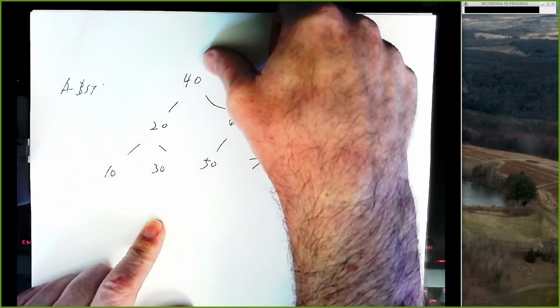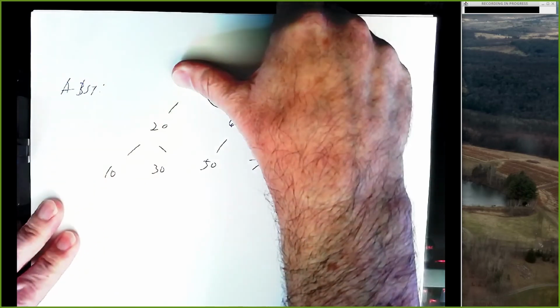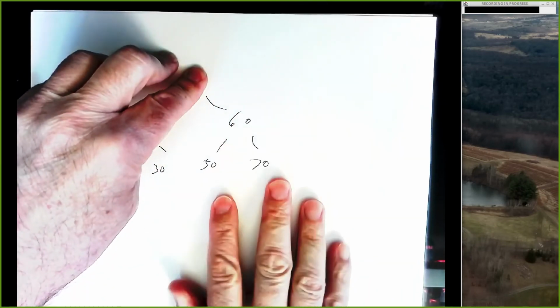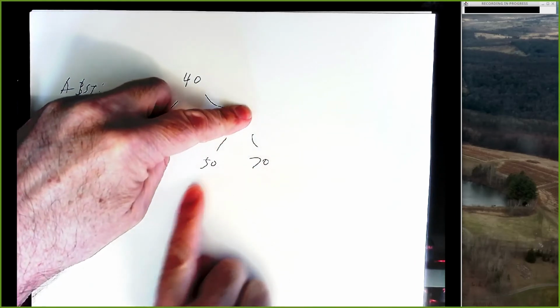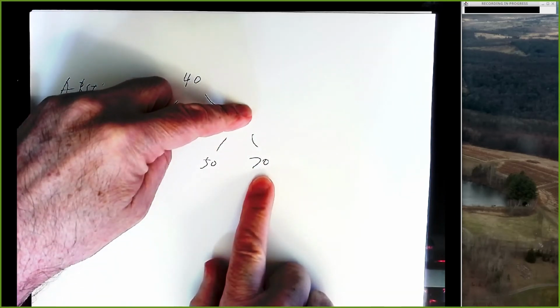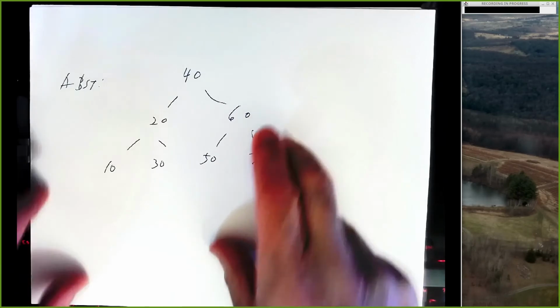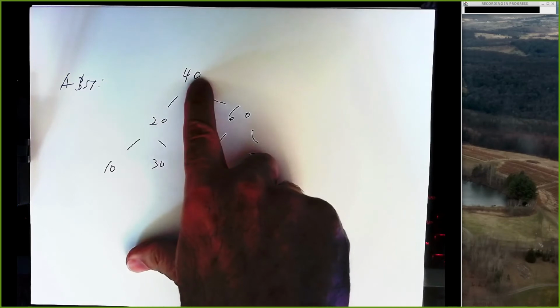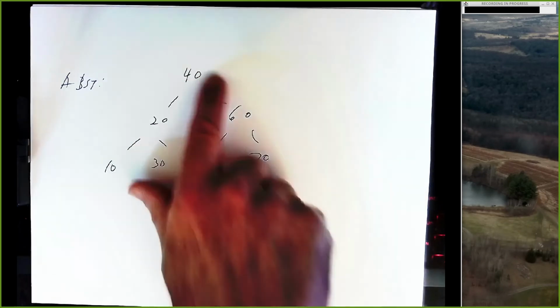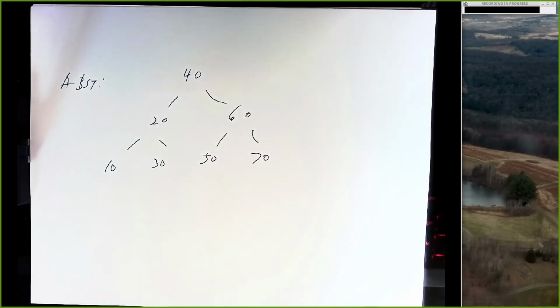If I look at the root of this tree, 40, everything over here is smaller than 40. Everything over here is bigger than 40. If I look at the 60, everything over here is smaller than 60. Everything over here is bigger than 60. So this is an example of a binary search tree. It's a binary tree, which is all the stuff we've said about trees, but with this one extra characteristic, that if you look at any node, everything to the left is smaller, everything to the right is bigger.